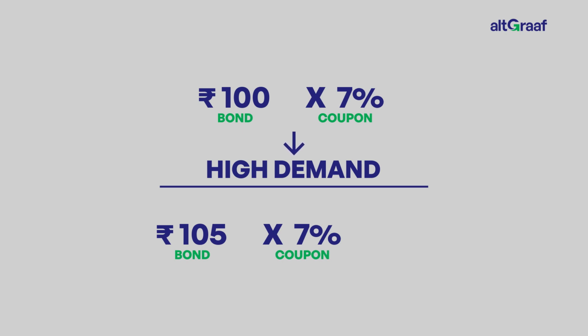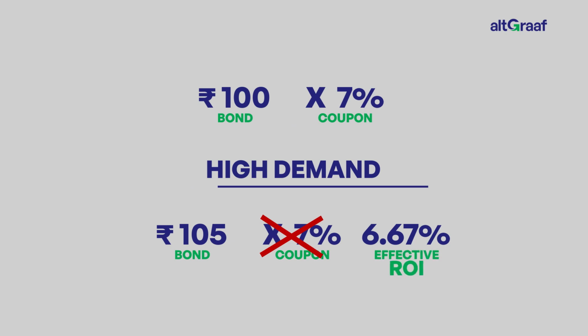But here's the thing, the coupon for a bond is fixed and does not change. So ₹7 is the interest that you receive, but your investment is ₹105. This makes your effective ROI not 7%, but it's 7 divided by 105, that's 6.67%. That is your bond's yield.